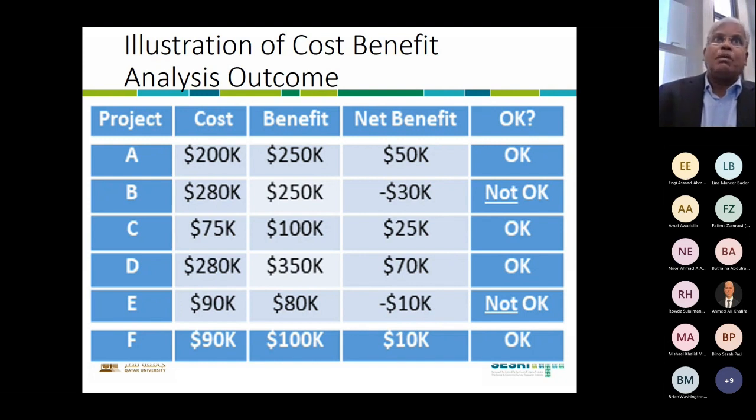Now, in terms of policy benefit analysis, whether to opt for a policy, if we look at project A, you invest 200K and the benefit is 250K. There is a net benefit of 50K, so that policy option may be okay. In choice B, the cost is 280K and the benefit is 250K, so there is a net negative benefit. Therefore, the policy option may not be preferred. Similarly, C and D have a benefit and can be considered okay, and E is not considered okay.